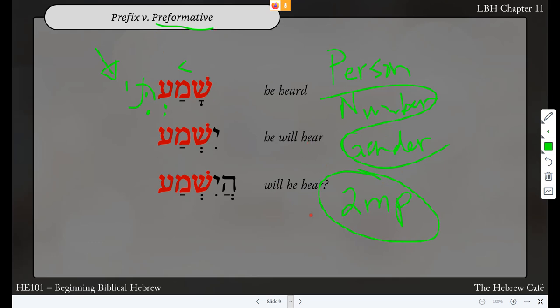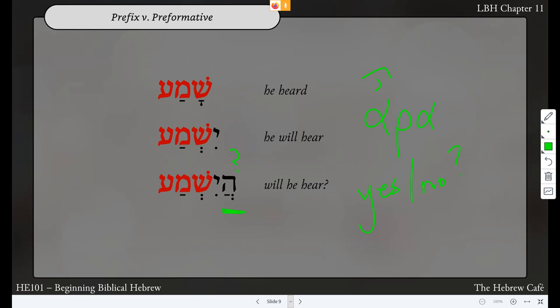Okay. Anything else that's added, like the interrogative hey, when it's asking a question, ha, is it? Ha yishma, will he hear? The ha is a prefix. It's not part of the verb itself. It's just added to ask the question yes or no. It's like Greek ara. It's asking a yes or no question, and not expecting a positive or negative answer.